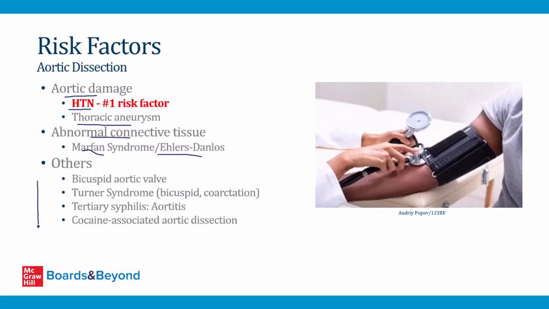And then some of the others are shown here. I talked about many of these when we were talking about thoracic aortic aneurysms: bicuspid valve, Turner syndrome, tertiary syphilis. And there are many reports of patients who use cocaine developing aortic dissection because the cocaine raises the blood pressure, and that can lead to development of aneurysms or dissection.